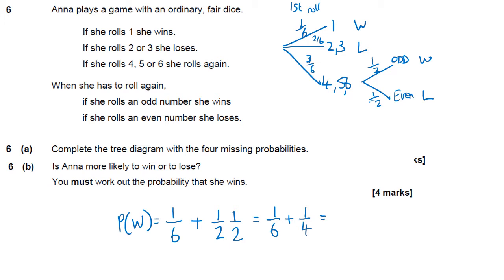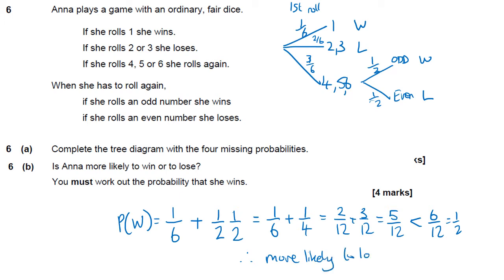And to combine those together, we'll just put them over a common denominator. So 1 out of 6 is the same as 2 over 12. 1 out of 4 is the same as 3 over 12. So this is 5 over 12, which is less than 6 over 12, which is a half. So it's less than half likely. So she's more likely to lose. If that number there was greater than a half, then she'd be more likely to win. If it was equal to half, she'd be just as likely to win or to lose.